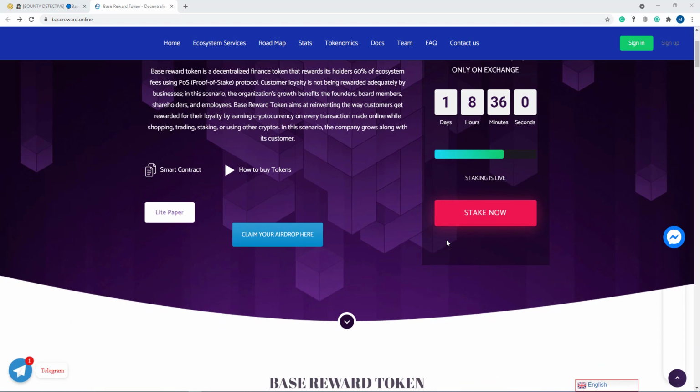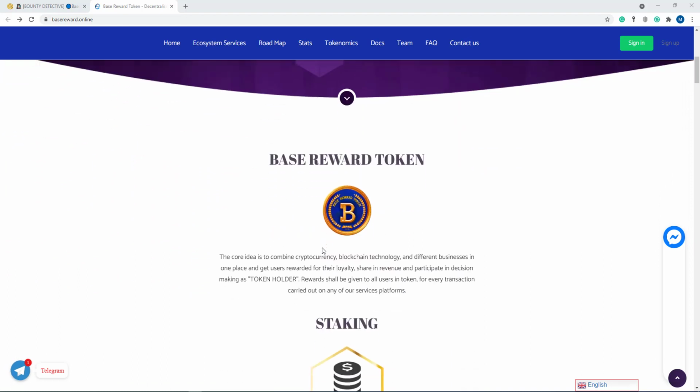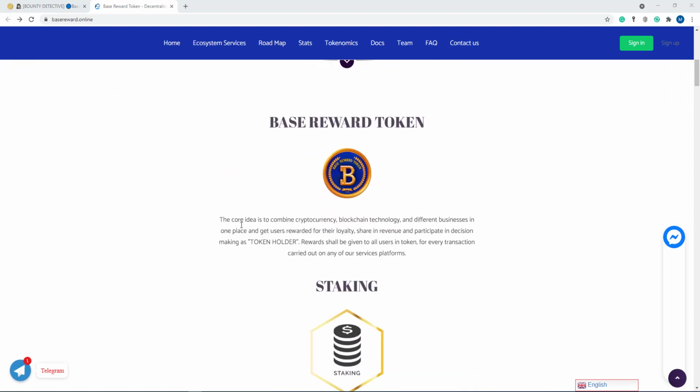Here is the stake, where you can keep their token in the staking system. Here is the Base Reward token: the core idea is to combine cryptocurrency, blockchain technology and different businesses in one place, get users rewarded for their loyalty, share in revenue and participate in decision making as token holders. Rewards shall be given to all users in tokens for every transaction carried out on any of our service platforms.